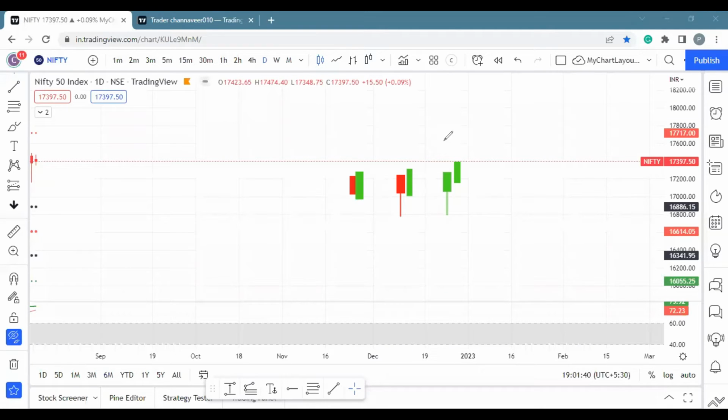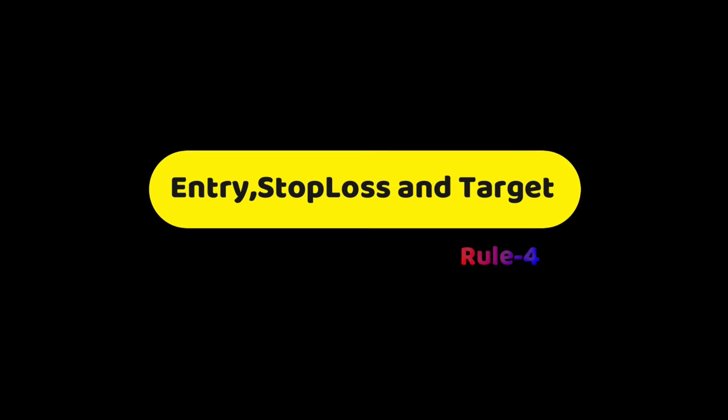If you go by the simple rule of price action, you would have the entry whenever the high of the previous candle is broken, and the stop loss would be the lowest low of the 2 candles which we are trading. So rule 3 is about identifying bullish price action and trading in the locations which we found in rule number 2. This completes our rule number 3. Let's move on to our rule number 4, which is identification of stop loss, entry and target.